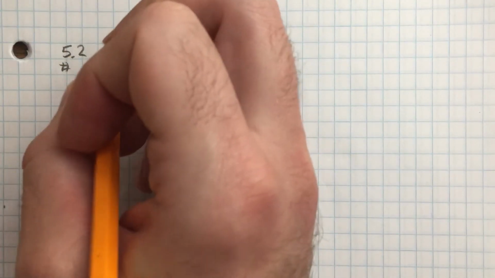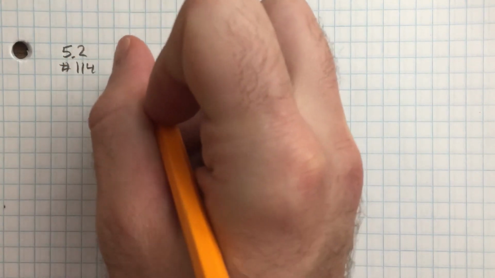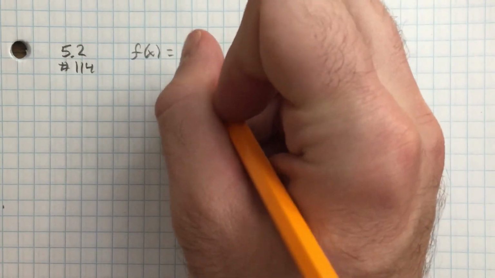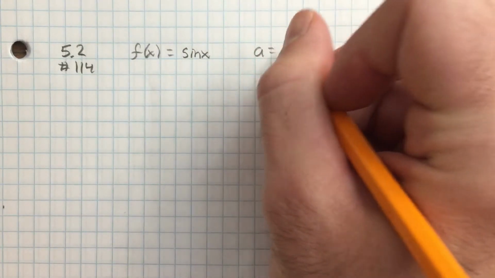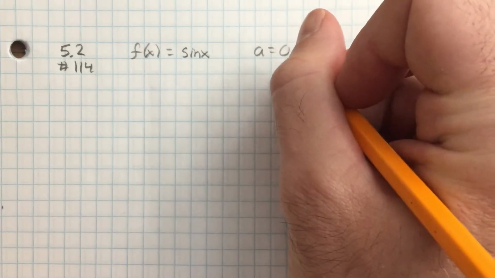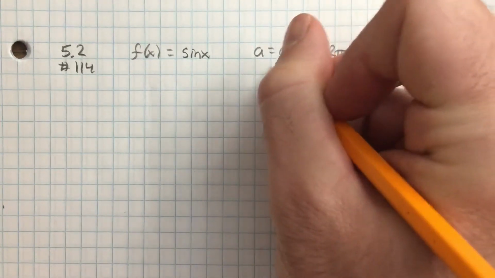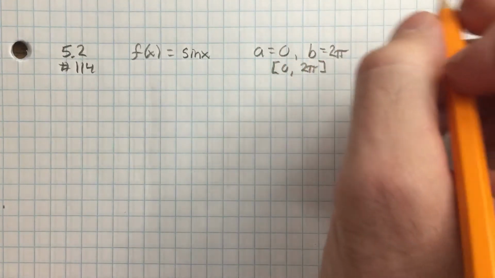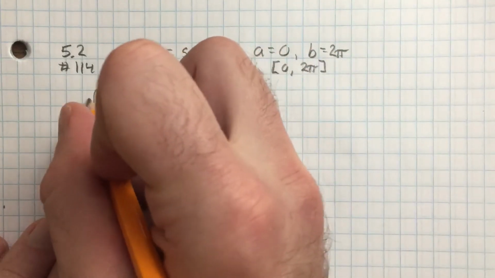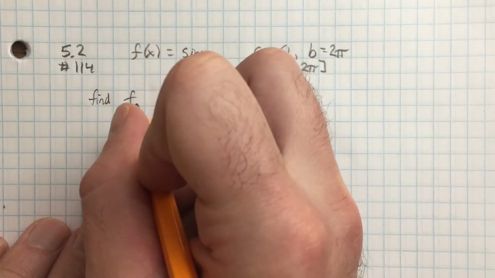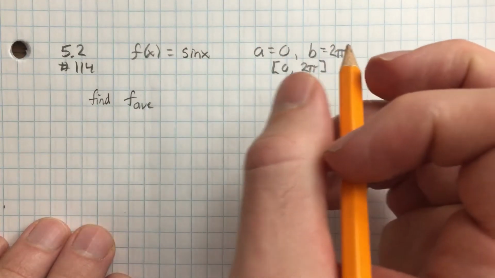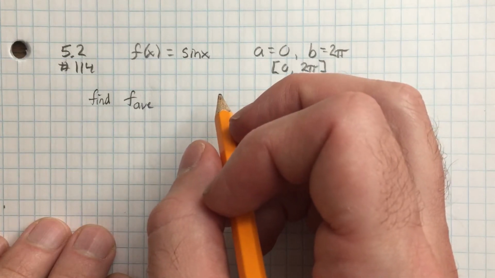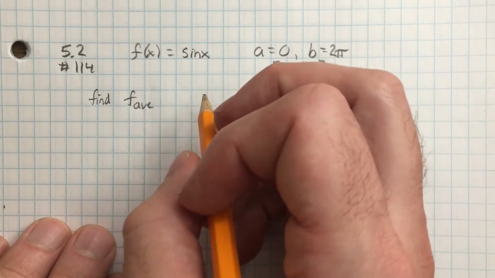5.2, number 114. We have the function f of x equals sine x, and we're on the interval a equals 0 to b equals 2 pi. So there's our 0 to 2 pi interval that it must be talking about. We're supposed to find the average value of the function. Find f average. So f average is the right-hand side of the mean value theorem for integrals.